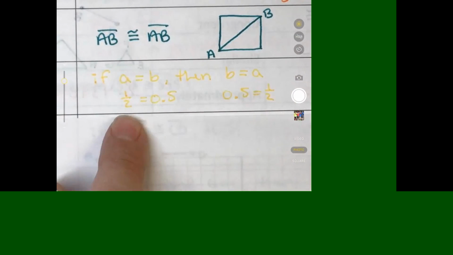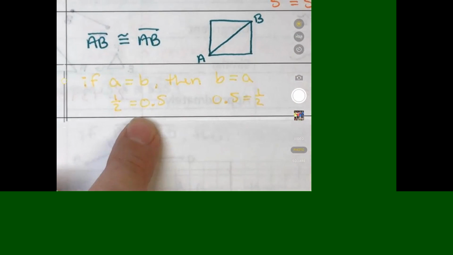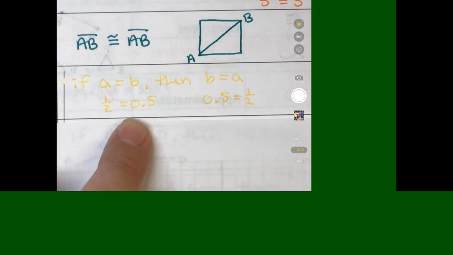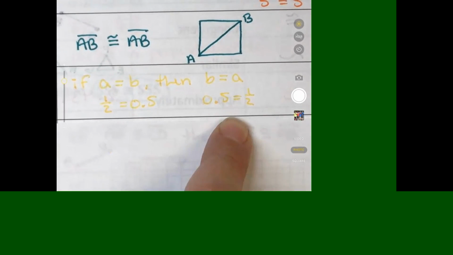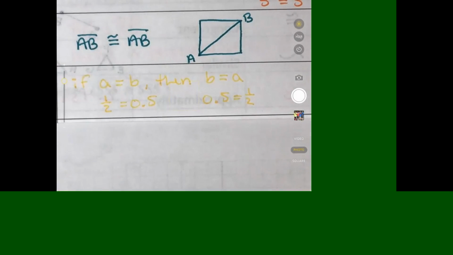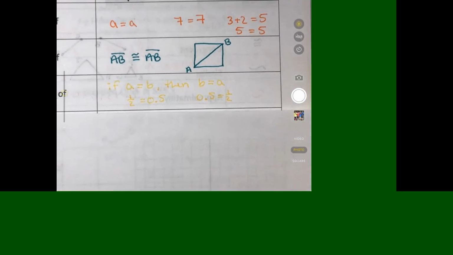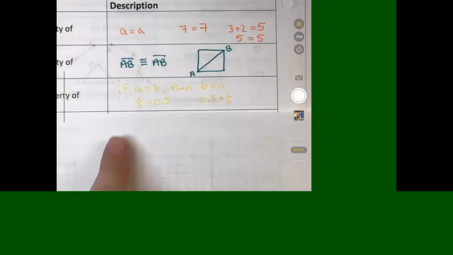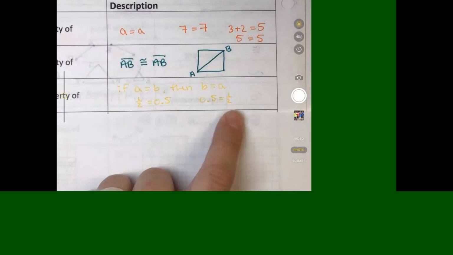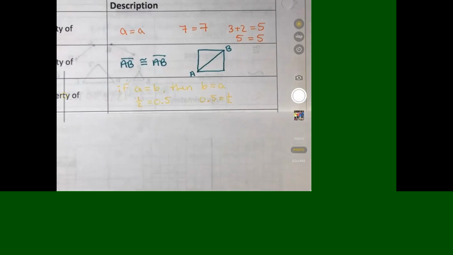I think about this in terms of fractions to decimals. 1/2 is equal to 0.5. They're the same thing, but they might be represented differently, right? One fraction, one decimal. And then it also goes the other way. If 1/2 is equal to 0.5, then 0.5 is equal to 1/2. They're the same thing. So symmetric means that we reverse them. Fraction equals decimal, decimal equals fraction. That's what the symmetric property looks like.